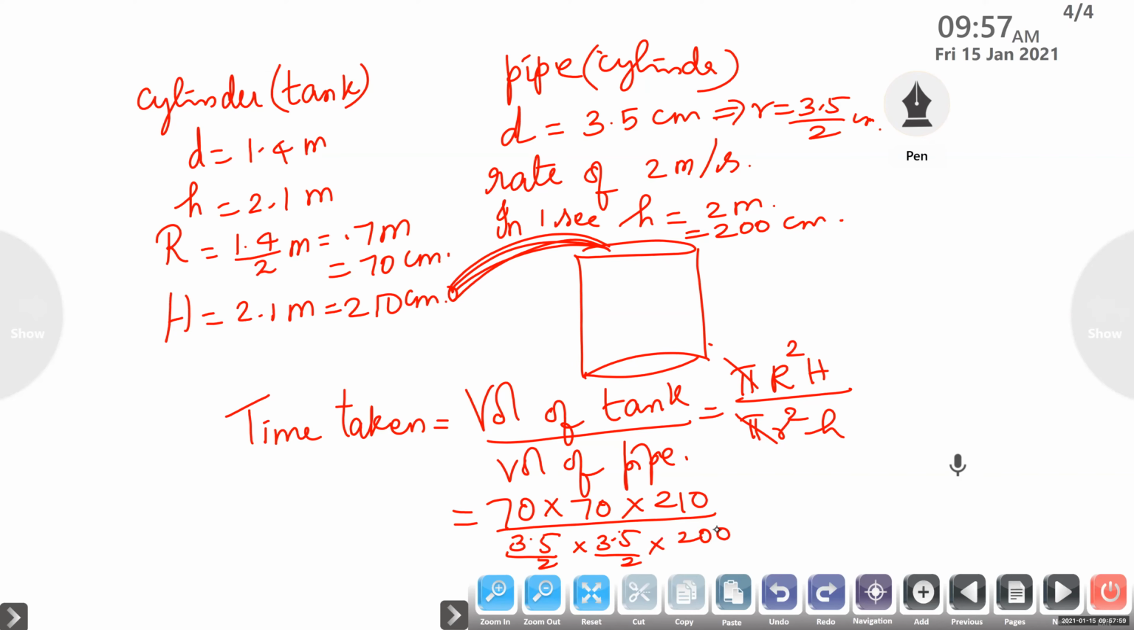1680. 1680 seconds. Very good, Anuja. So this is in seconds. We will not be saying this in seconds, it's a very big number. If you get minutes, you can convert that into minutes. So divide by 60. What is the answer? How many minutes will it take? 168 by 6, that is 28. So the time taken is 28 minutes.